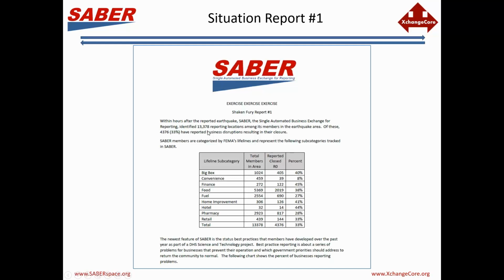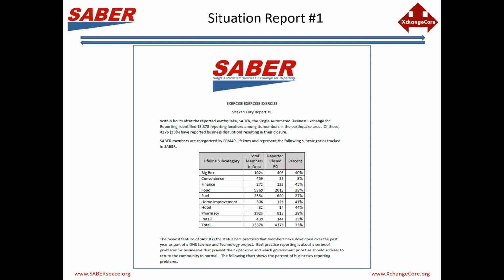13,378 reporting locations in this earthquake area by SABER. And a third of those, 4,376, reported a business disruption that resulted in their closure. What that disruption is, we're not sure, but at this level, these are open-close reports. And you can see across the big box stores, fewer convenience stores, a larger percentage of financial institutions have closed down. Biggest numbers are in the food arena, which includes grocery stores, the Pizza Hut chain, Sonic chain, and a few other ones. And you can see the large percentage of those that have been closed.